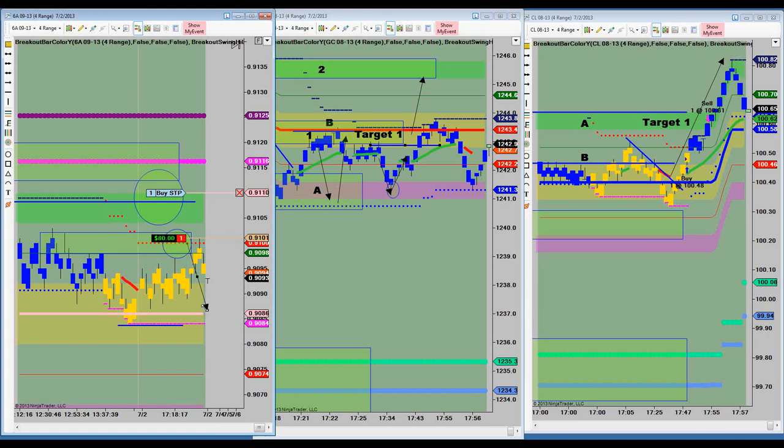One thing we have to do though before we do that is manage our stop here on 6A. What are we going to do with the 6A stop? Get it down into break even?